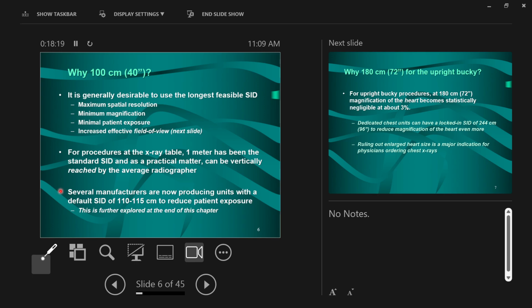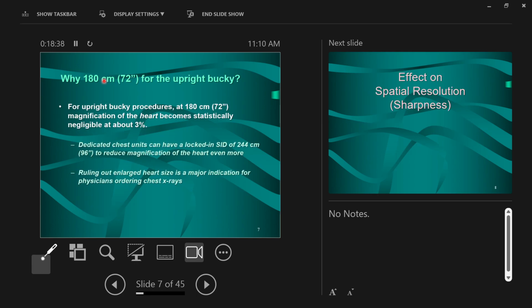Okay, good. So 100 centimeters is our default source to image distance, and all of our technical factors listed on technique charts, I'm pointing at our technique chart, are reflecting that. They're reflecting that 40-inch distance as the distance we're working with. Now, why a different distance for the upright bucky? Why do we do things at 40 inches when we're working on the tabletop? And typically we're working at 72 inches or 40 inches.